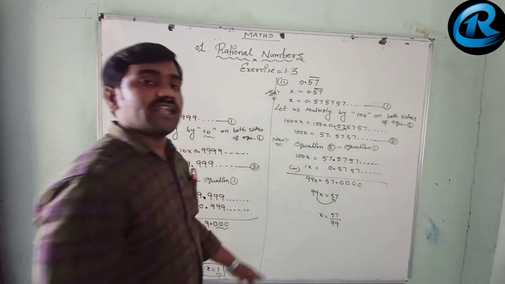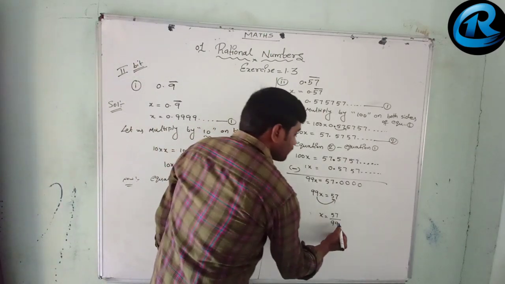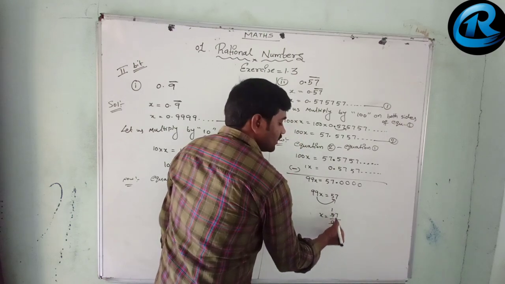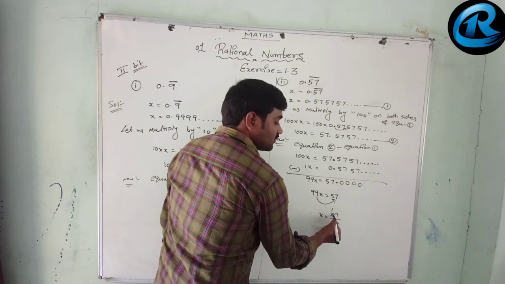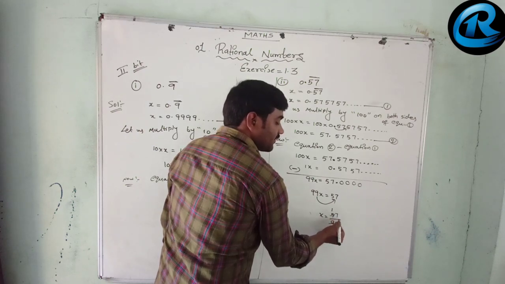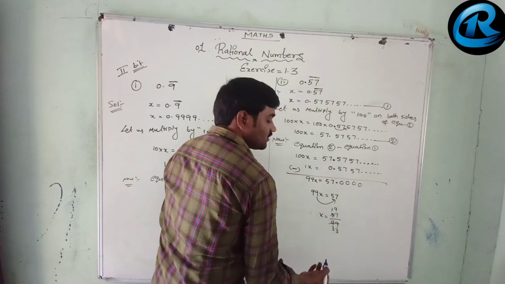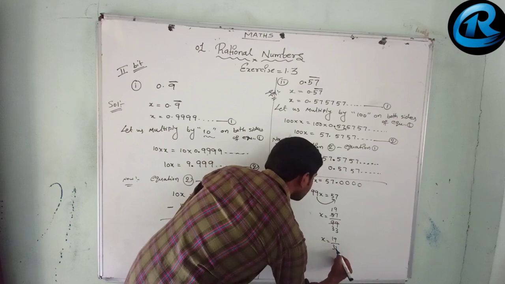This 57 and 99 we can cancel in the table of 3. 3 3s are 9, 3 3s are 9, 3 1s are 3. Two are left because it is a 5, 3 1s are 3 only, 2 left. That 2 becomes 27 now. Next number will be 27. 3 9s are 27. Now we got x equal to 19 by 33.